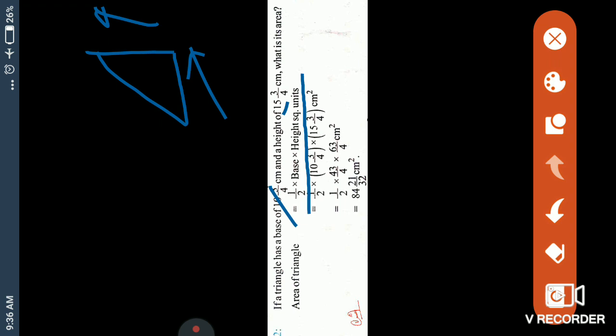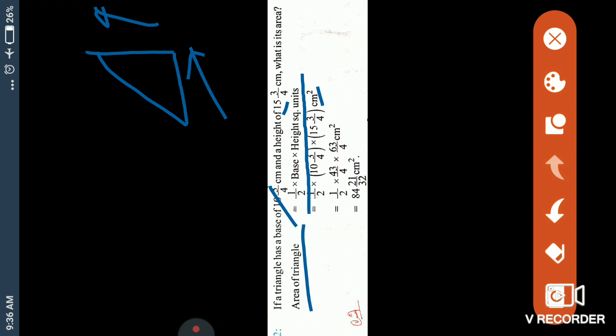In any question of this type, a rectangle will come when I give you the homework, then you have to know the formula of that and put all the values in the formula. This is the area of a triangle, 1 upon 2 base into height, in square units. So the answer will be in centimeter square. We will put 1 upon 2 multiplied by 10 complete 3 upon 4, multiplied by 15 complete 3 upon 4.